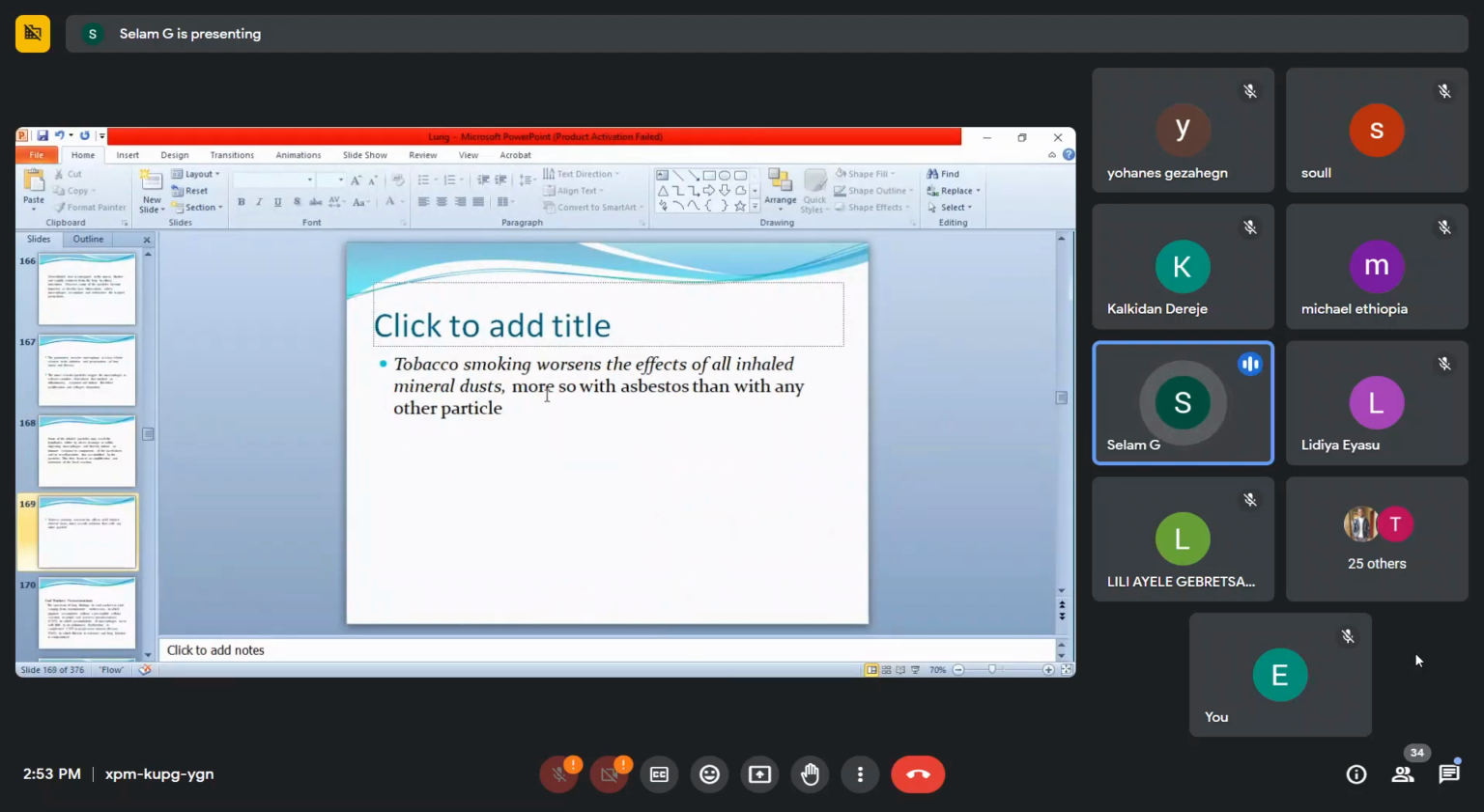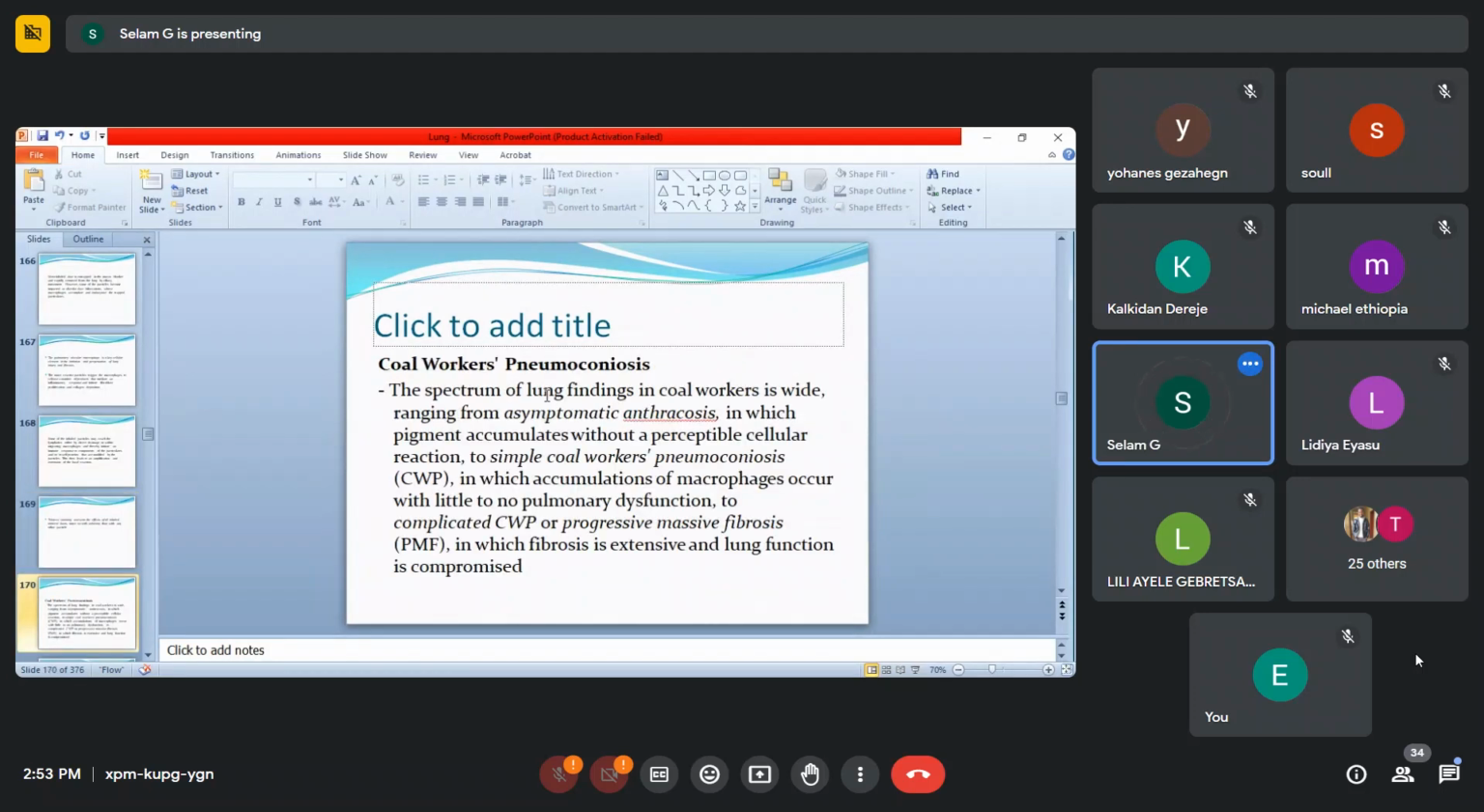Tobacco smoking worsens the effect of all inhaled mineral dusts, more so with asbestosis than with any other particles. So, one form of pneumoconiosis is coal workers' pneumoconiosis.